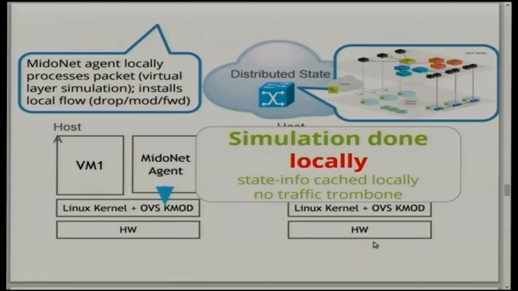All the simulation is done locally, and because all the state information, such as bridges and also ARP tables, are cached locally, packets don't need to go through the central network node. There's no traffic trombone, and of course all the information is there. Computation is fast.